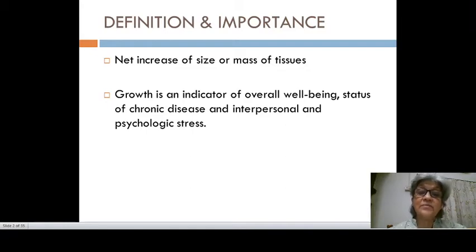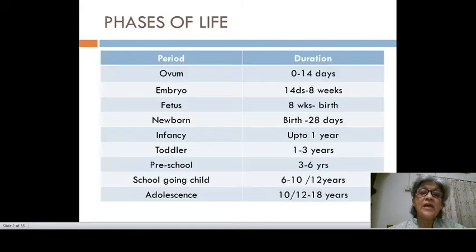Why is growth important? Growth is important because it is an indicator of the nutritional status, it is an indicator of well-being of the individual, it is an indicator of various diseases. Unless nutrition is proper, unless the child is getting proper care and is not sick, then only normal growth can happen. So we need to look into the growth of every single child.